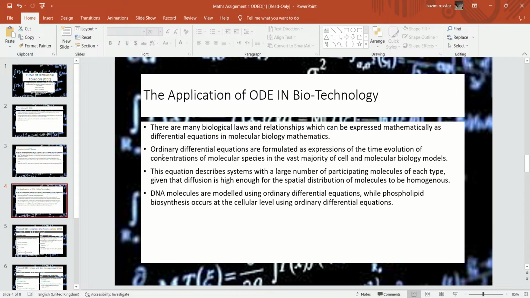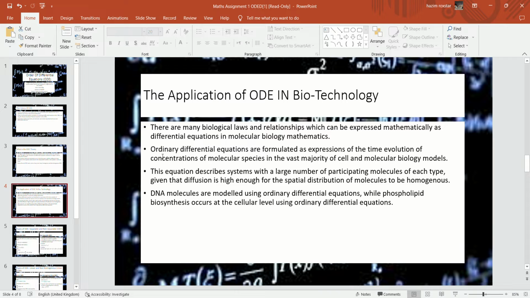This equation describes a system with a large number of participating molecules of each type, given that diffusion is high enough for the spatial distribution of molecules to be homogeneous. DNA molecules are modeled using the ordinary differential equation, while phospholipid biosynthesis occurs at the cellular level using ordinary differential equations.